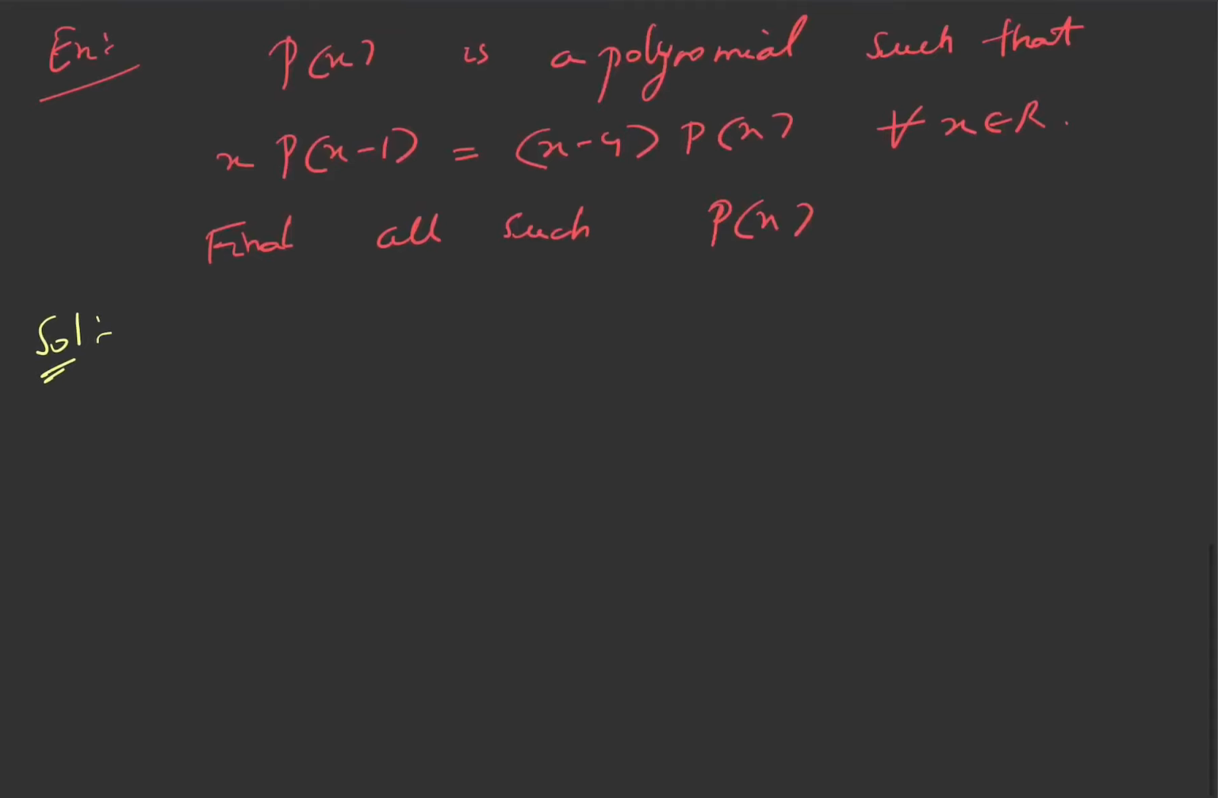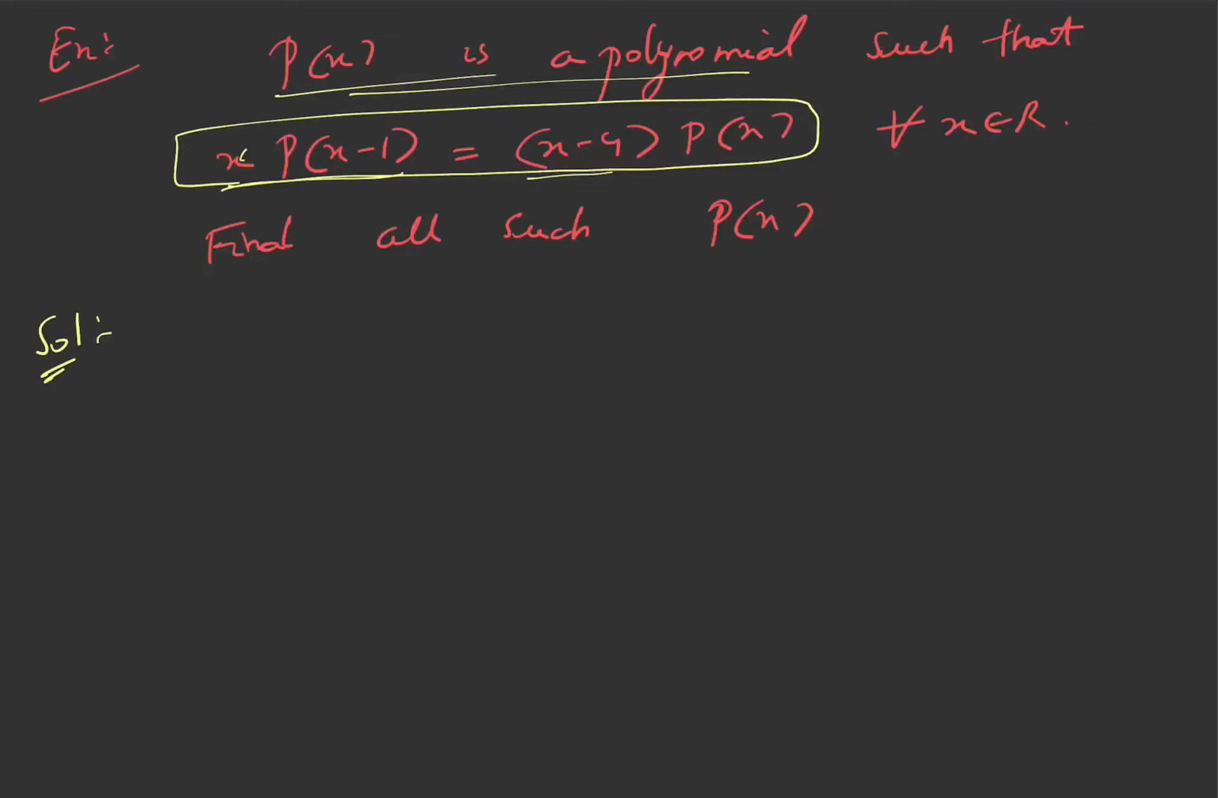So this question you can solve along with me. You can observe what I am doing. So you see that it is given p of x is a polynomial such that x into p of x minus 1 is x minus 4 into p of x for every x belongs to R. So this is a functional equation. You can say that this is an equation which is satisfied by a polynomial p of x for every x belongs to R. So we need to find all such polynomials p of x which satisfy the given equation.